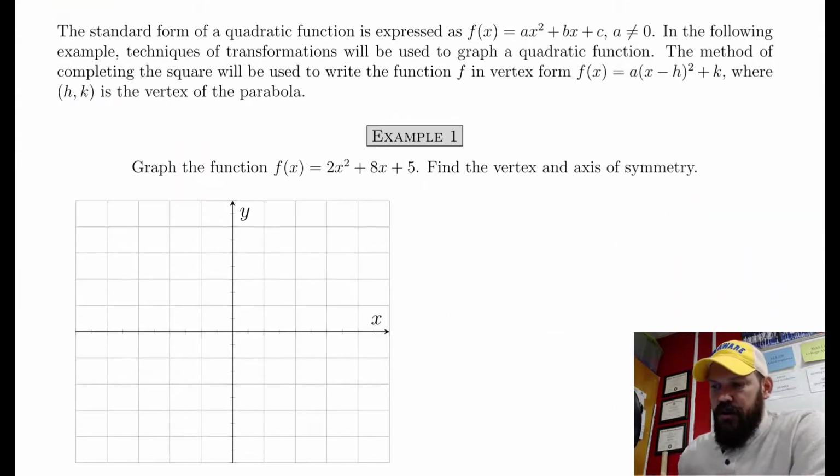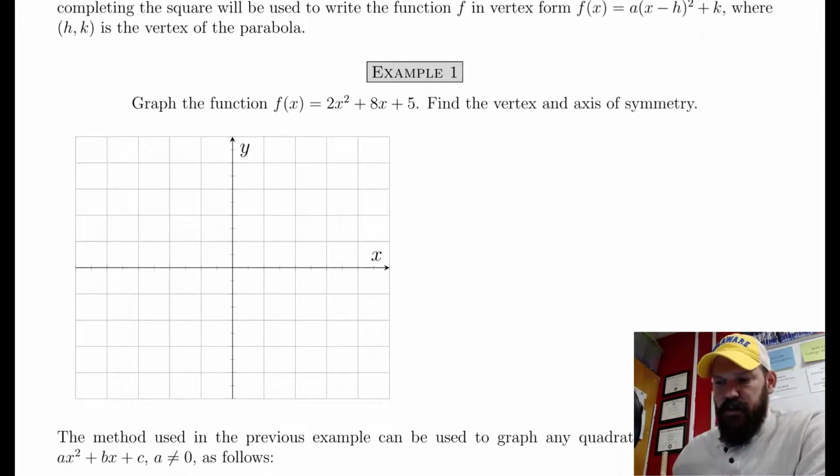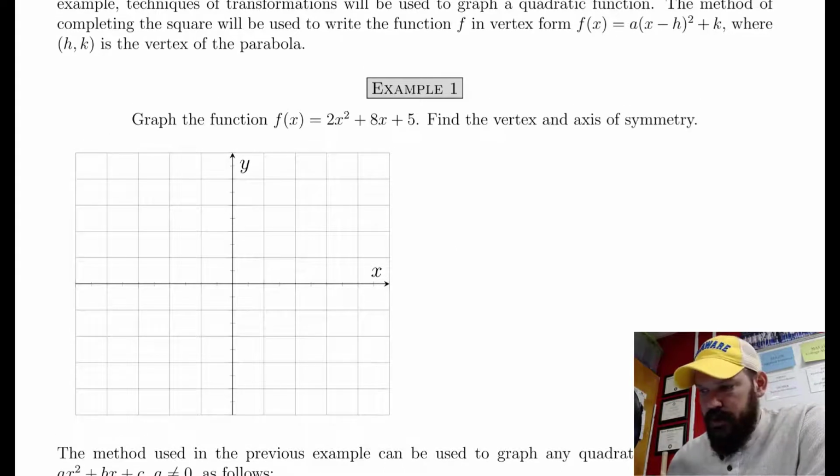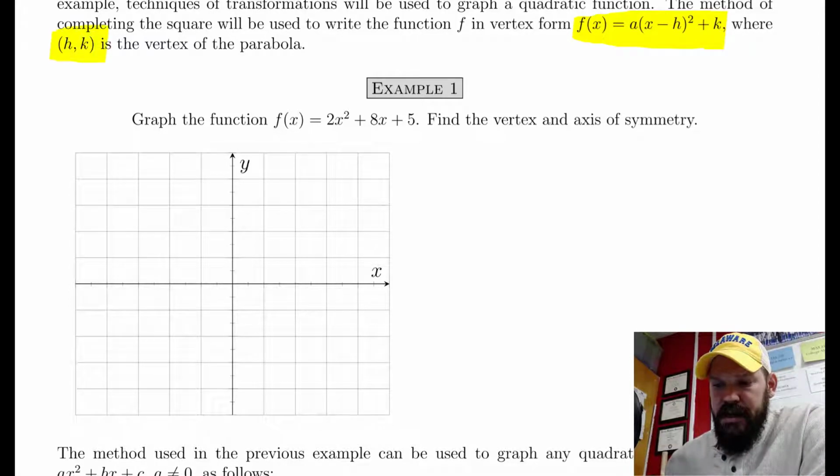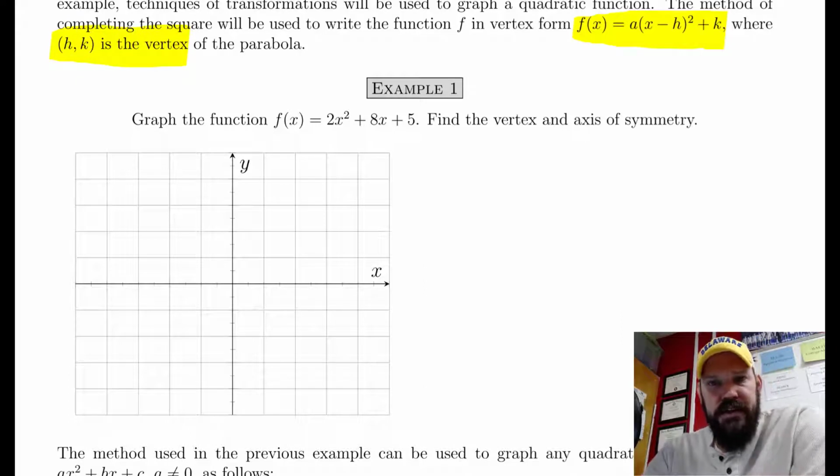So let's first go into this example 1, where we're going to use a technique of completing the square, which we have talked about a little bit, and we're going to write the expression in vertex form. Vertex form, I just highlighted for you, is a times x minus h quantity squared plus k, where h and k are the vertex of the parabola.